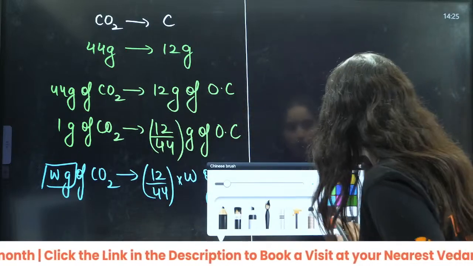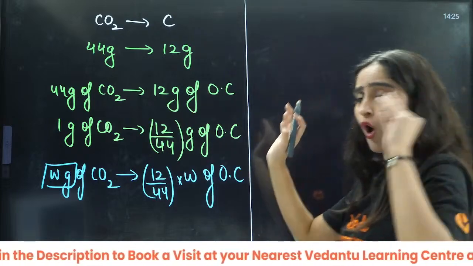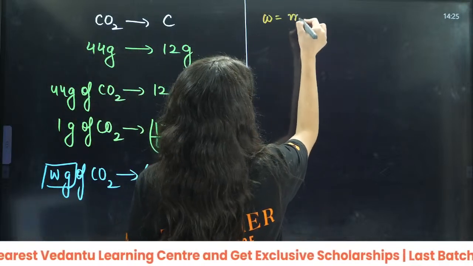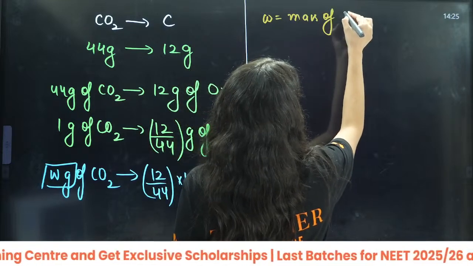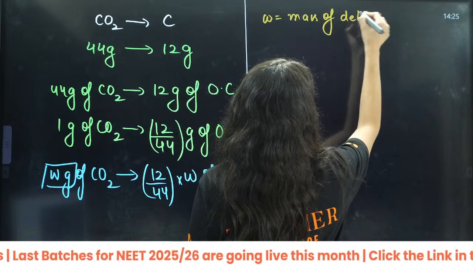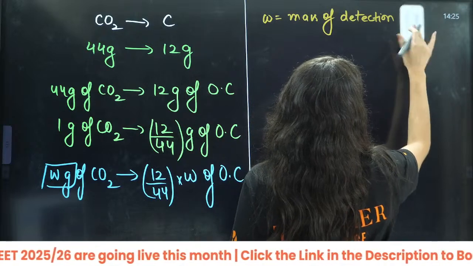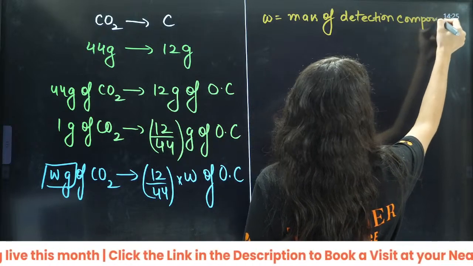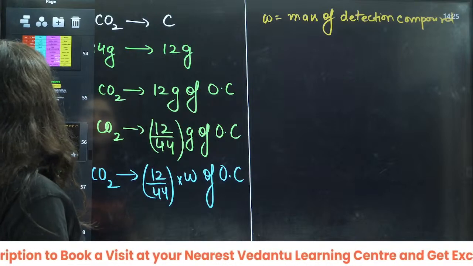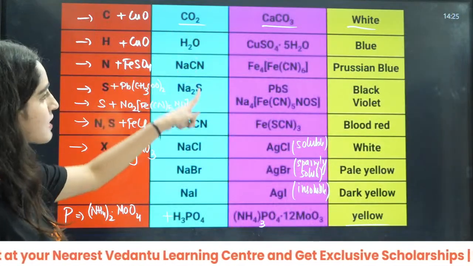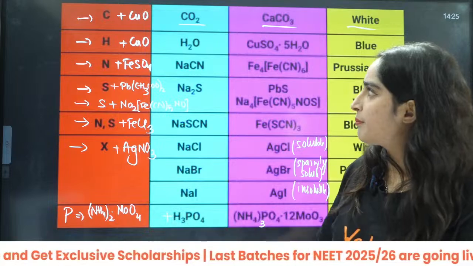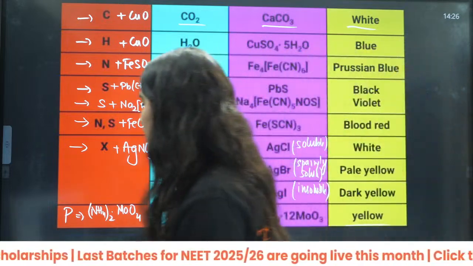Now, I am writing one very important thing here. This is applicable for all the other formulas. So W is equal to mass or weight of element, weight of detection compound. Beta, detection compound is not bookish language. This is my language, you can say. Detection compounds are these compounds that we have mentioned here, those things which we have to test here.